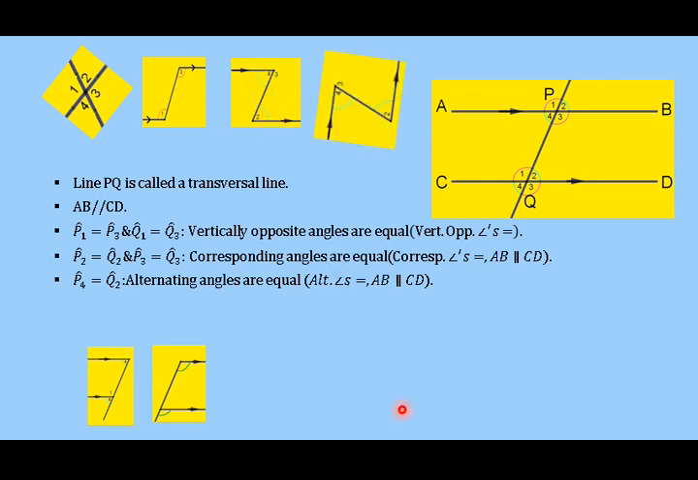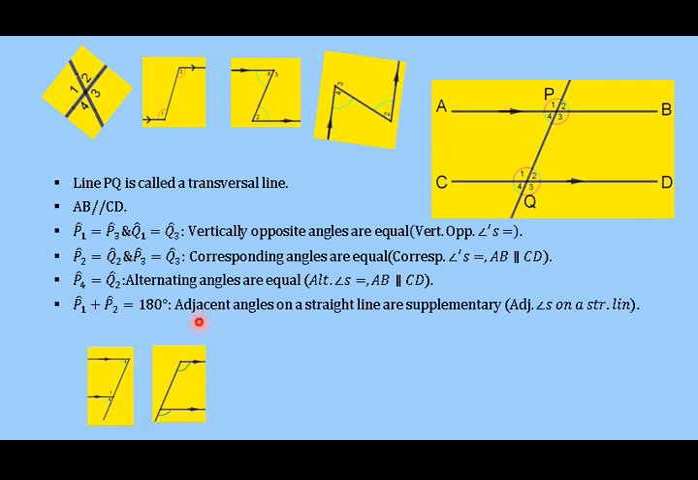Again, you can see the letter N. This angle equals that angle. They are still alternating angles, and they are alternating because this line is parallel to that line altogether. So here we have P3 equals angle Q1. These are the alternating angles, and again P4 equals Q2, alternating angles.